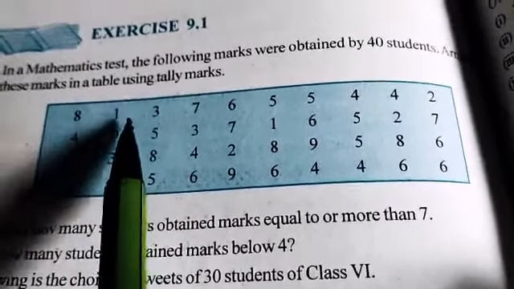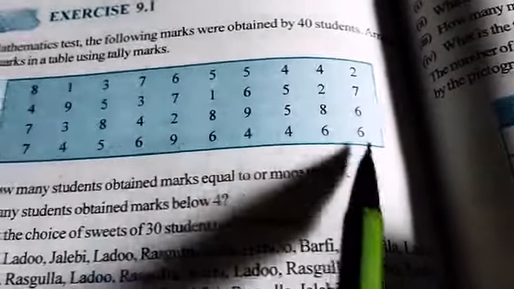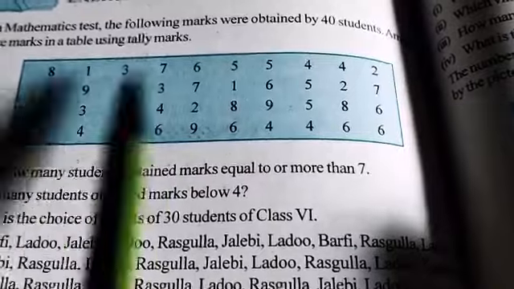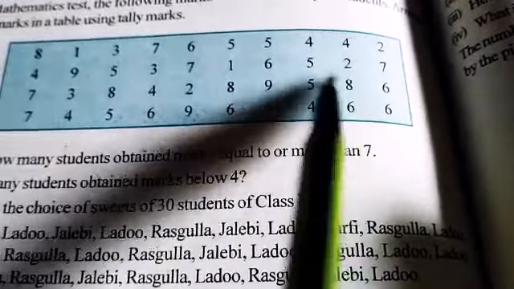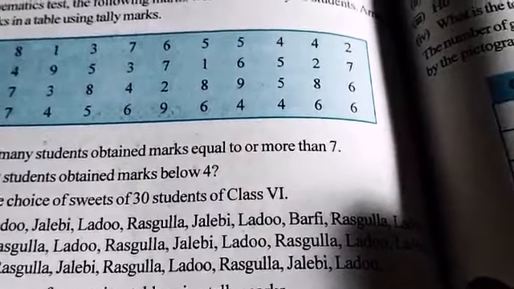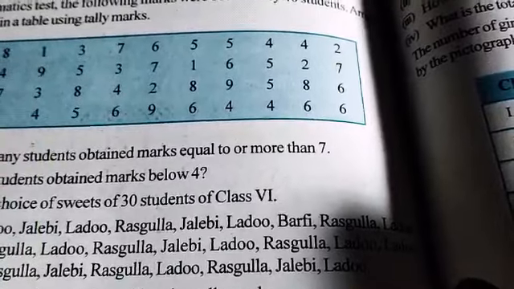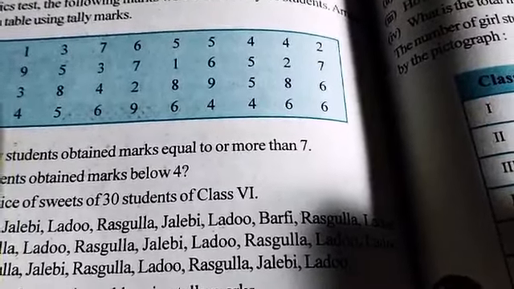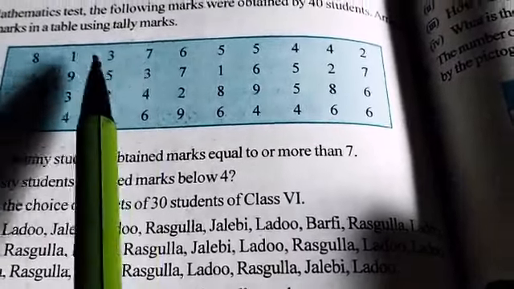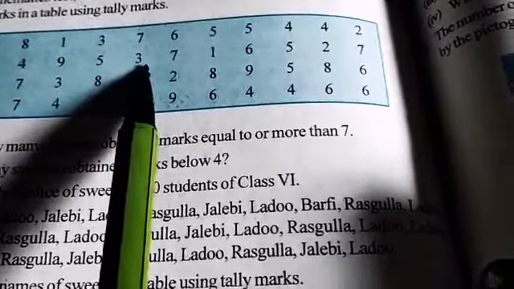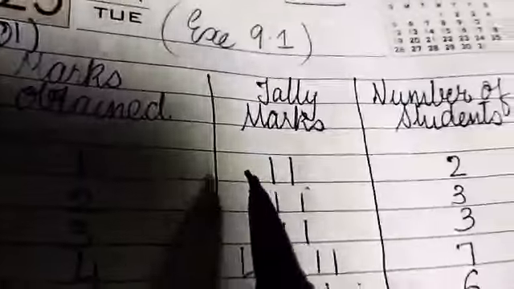So what we'll do: how many students got 1 mark? We count 1, 2, so there are 2 students who got 1 mark. Now we go for 2 marks. How many students got 2 marks? 1, 2 and 3. So 3 students got 2 marks. Same way for 3 marks: 1, 2 and where is the other 3? 3. Okay. So in this way we have to do the table.